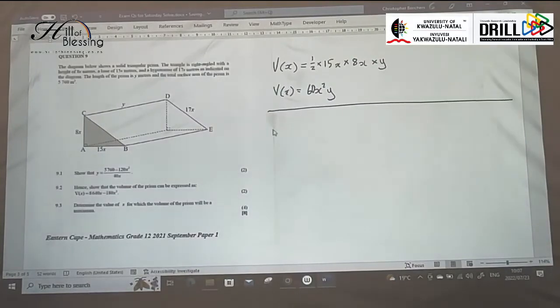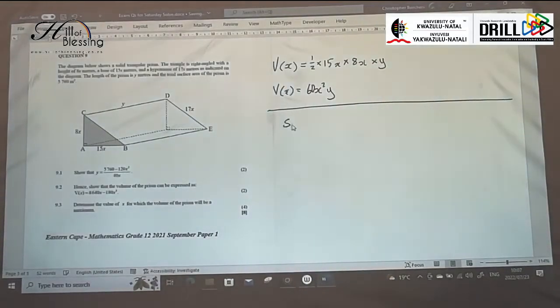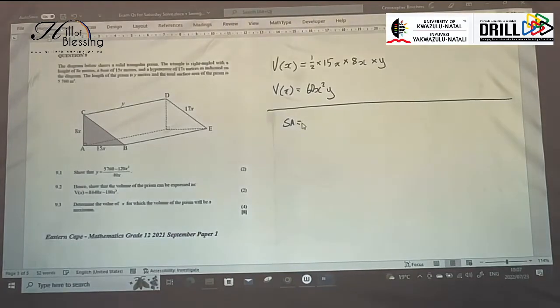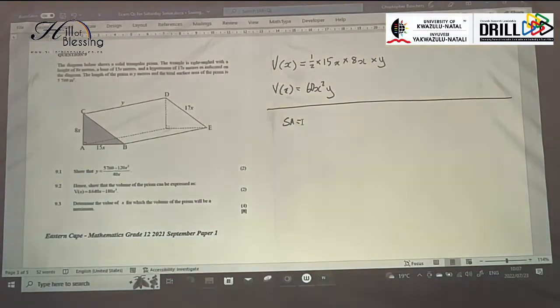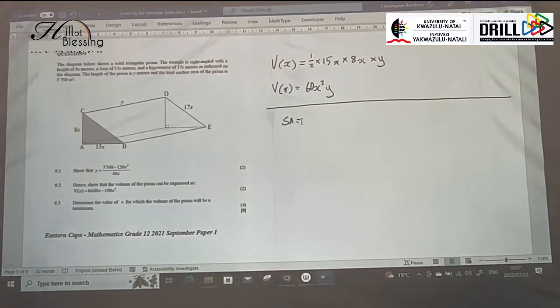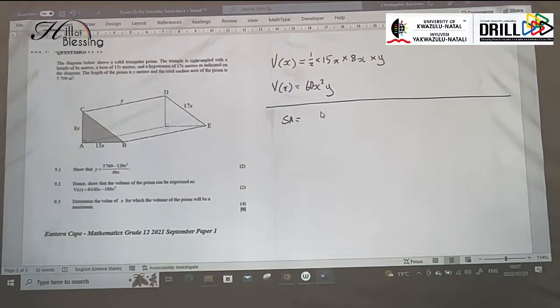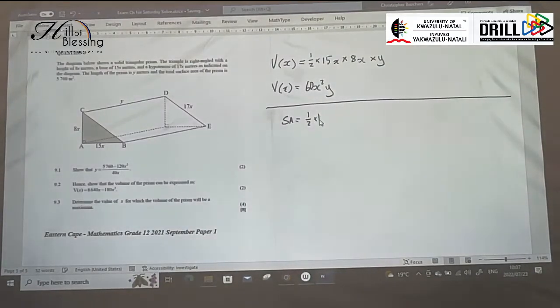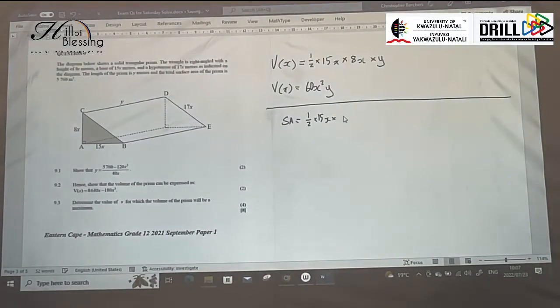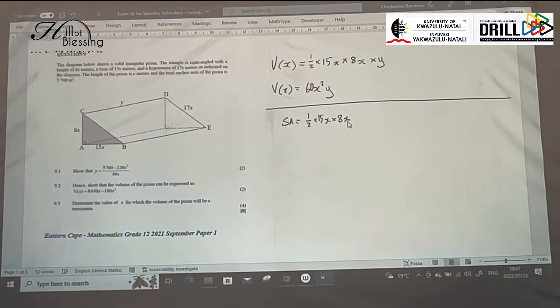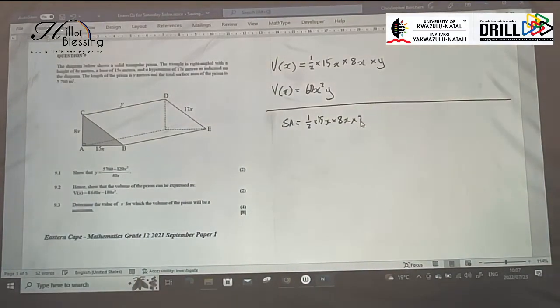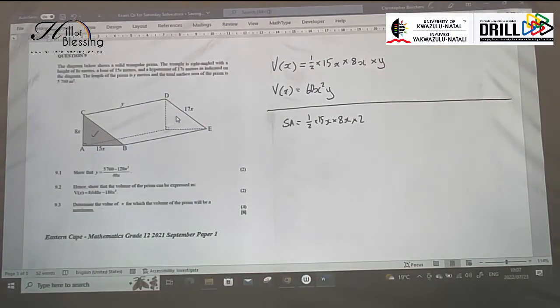Okay, the surface area. How will we calculate the surface area? It's the sum of all the faces, isn't it? Okay, the surface area is the sum of all the faces. We have one face at the front, which will be a half times 15x times 8x, but the trick is that there are 2 of them. Okay, so we've got this front face sorted out, we've got that back face sorted out.